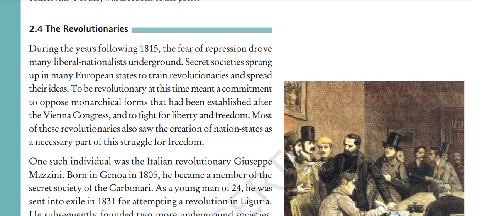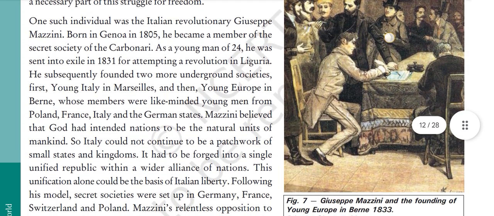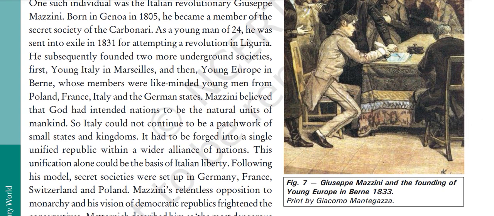One such individual was the Italian revolutionary Giuseppe Mazzini. Born in Genoa in 1805, he became a member of the secret society of the Carbonari. As a young man of 24, he was sent into exile in 1831 for attempting revolution in Liguria. He subsequently founded two more underground societies, first Young Italy in Marseilles and then Young Europe in Berne, whose members were like-minded young men from Poland, France, Italy, and the German states.